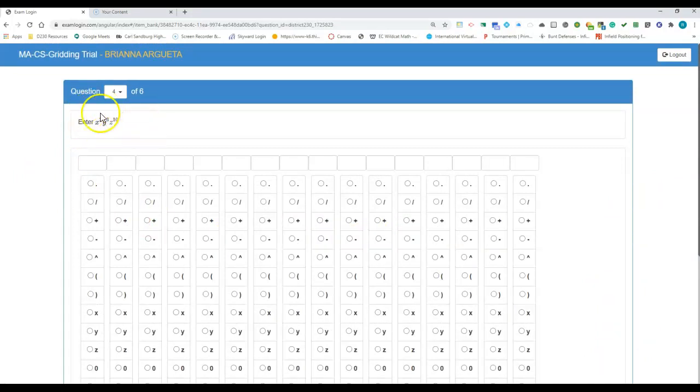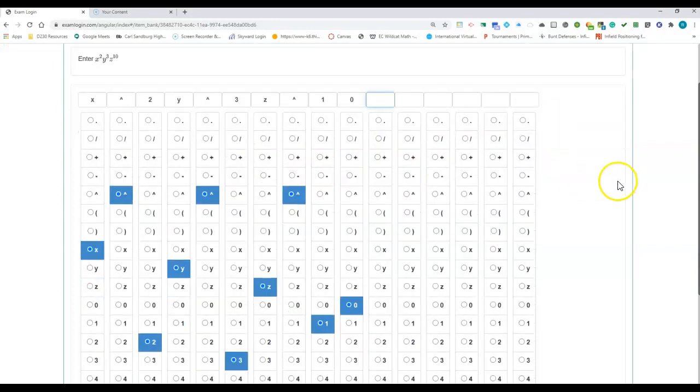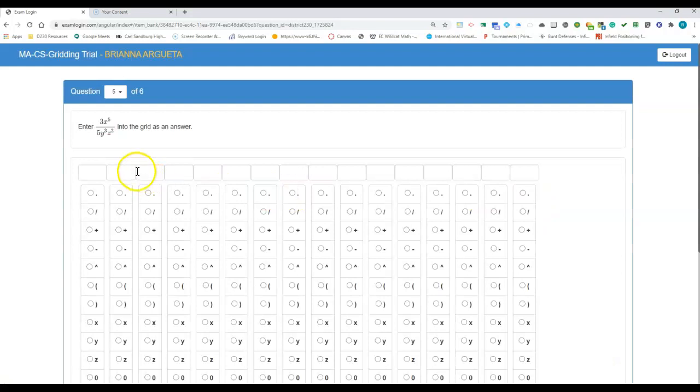Okay. So now these get a little more difficult. So when I go to solve a problem and I get something like this as my answer, all I do is use a caret key to put those exponents in. So I'm just going to go x, caret key 2 for x squared. Then I'm going to go y, caret key 3 for y to the 3rd power. And I'm going to go z, caret key 10 for the last one. And if I read this, x to the 2nd, y to the 3rd, z to the 10th. Okay, click next. And now I get this more complicated problem.